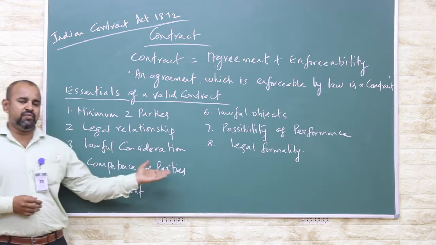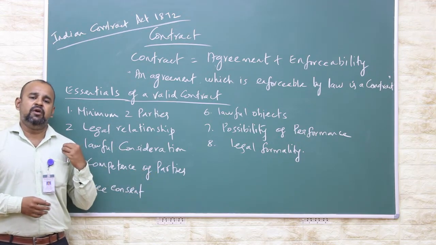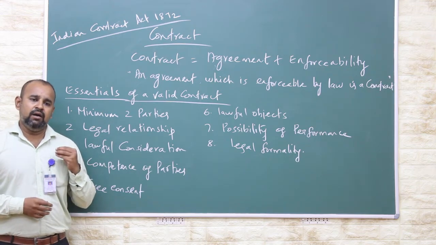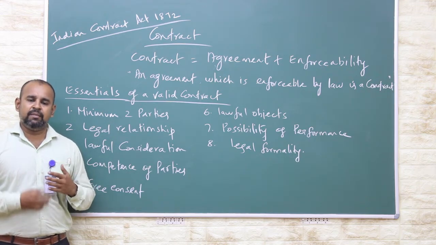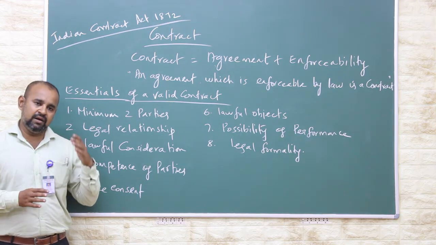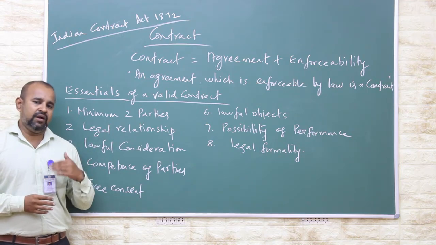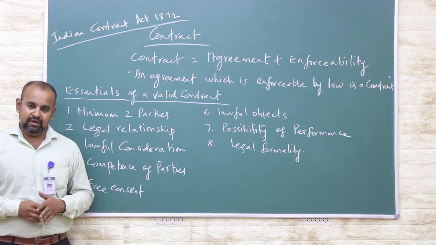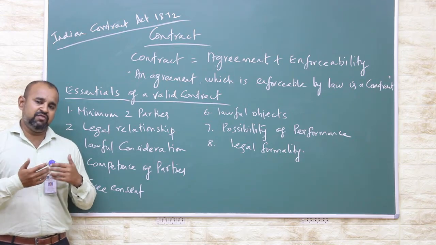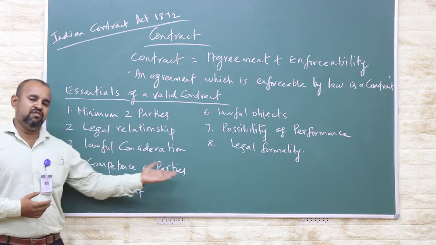And then competency of parties. Competency means the capacity of the parties, whether the parties have attained the age of 18 as per Indian law, and whether they have the capacity to sign a contract. There should be no lunatic person or any other kind of unsound-minded person. Both parties should be physically and mentally eligible. That is known as competency of parties.